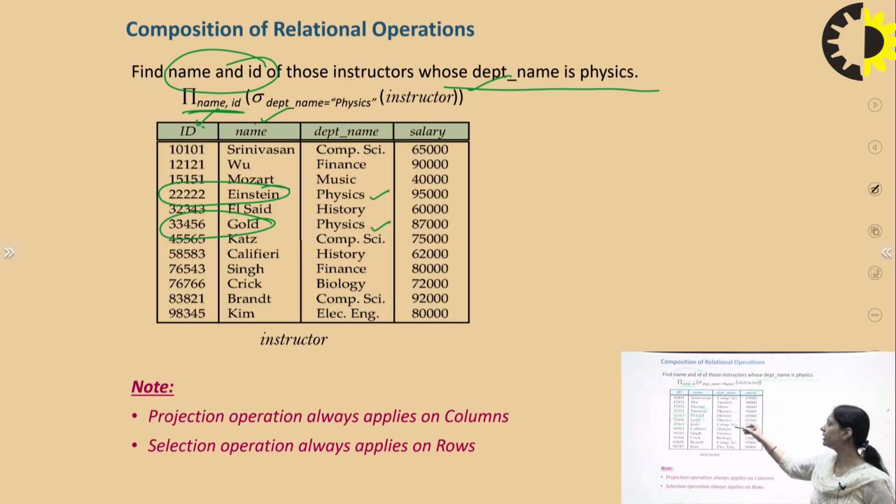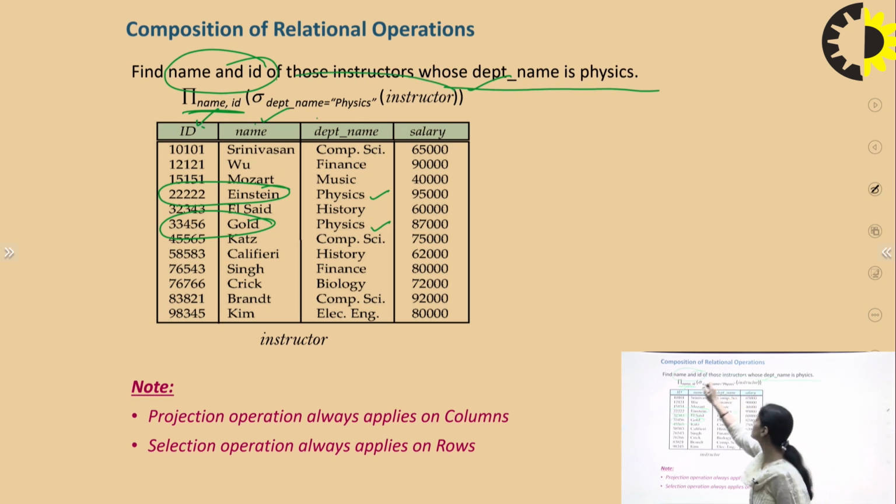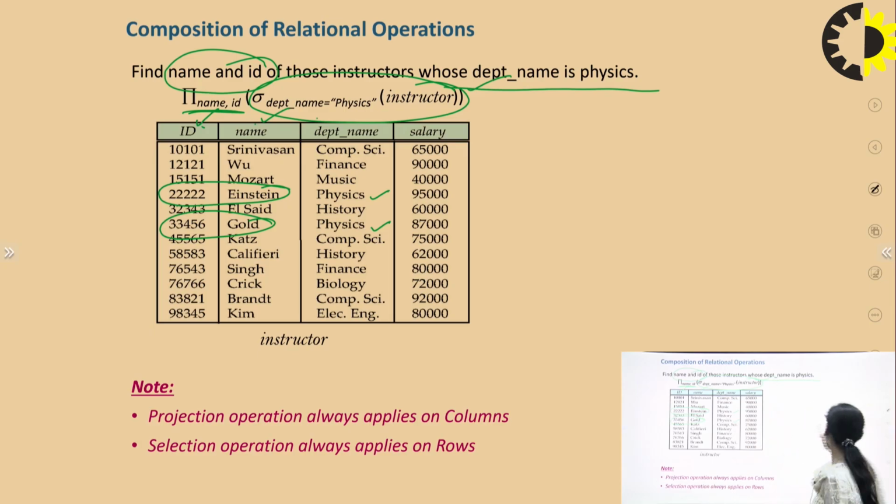So when we are identifying the department name as physics, we'll write select department name as physics from the instructor table. It will first execute this part. This part will be executed first. So we get select from the instructor table on the basis of the predicate, the department name is physics. We'll get these two records as the answer.